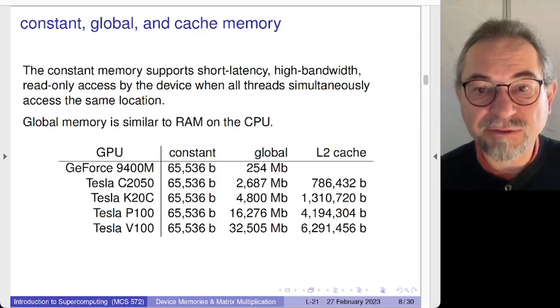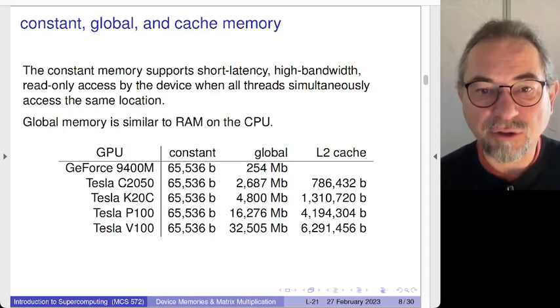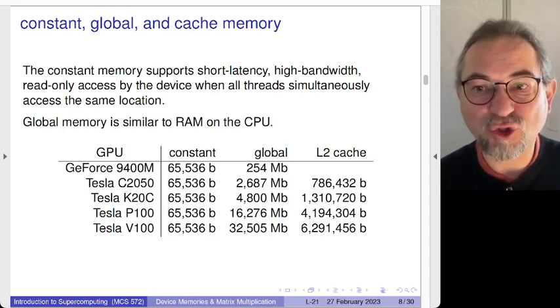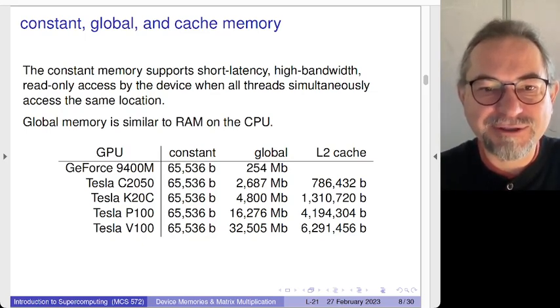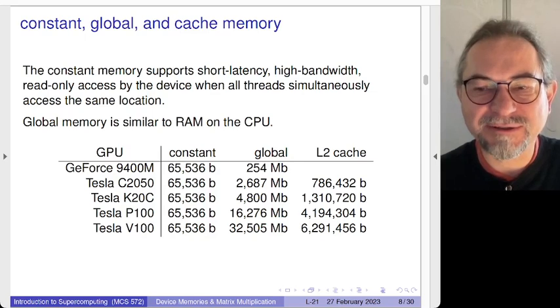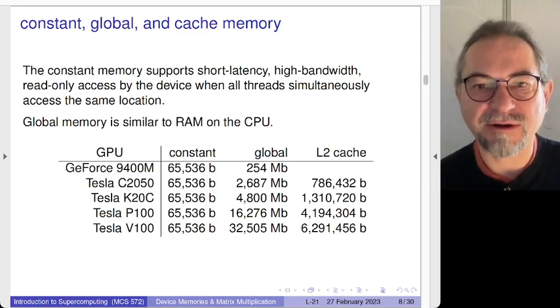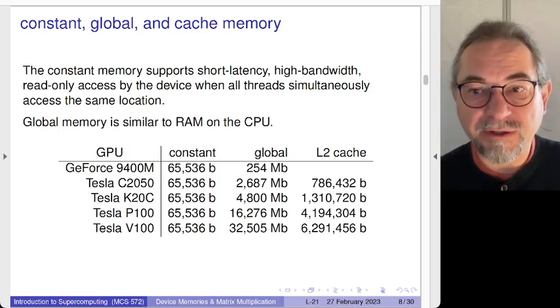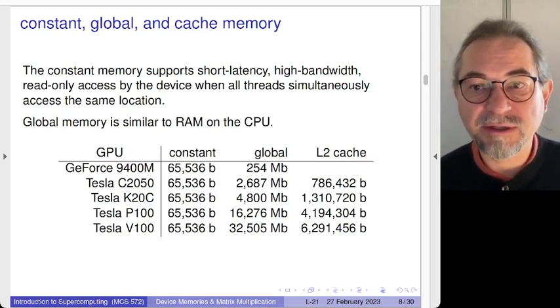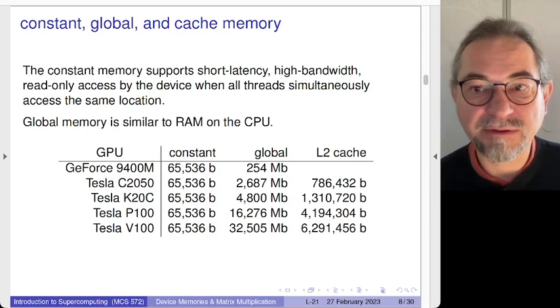The cache has also increased. Constant memory has actually stayed constant, from the earliest NVIDIA graphics card that I was using in a laptop, up to the Volta, the most recent graphics cards that I'm using. All this information can be obtained from the device query in the software development kit of NVIDIA.